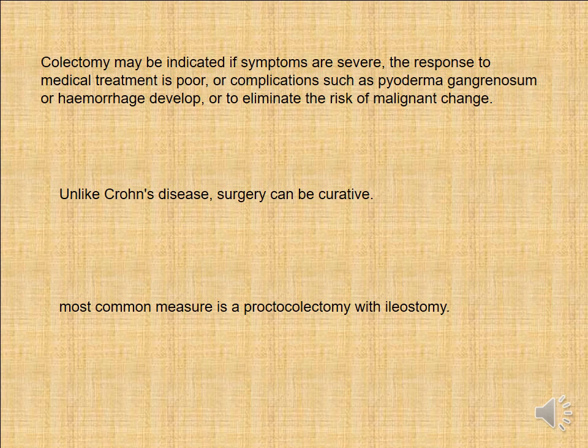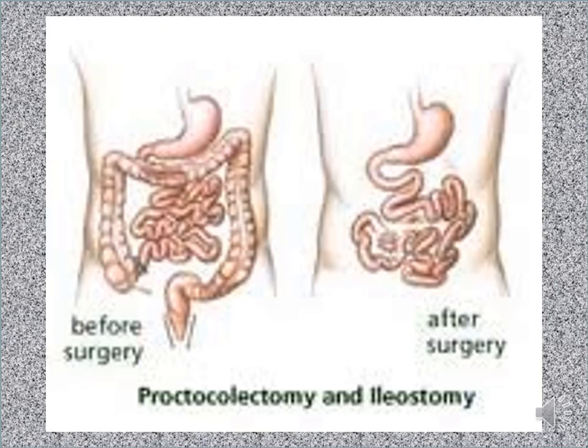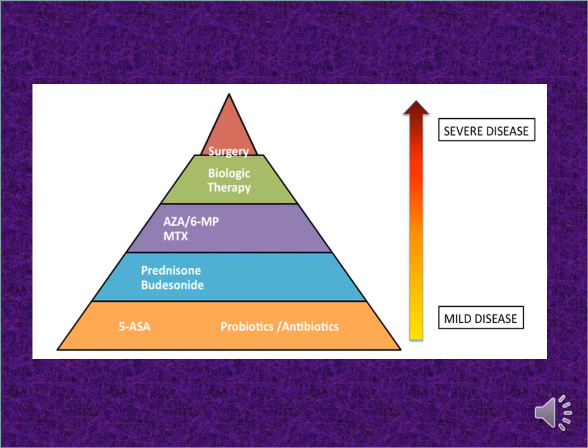Unlike Crohn's disease, surgery can be curative for the patient in case of colectomy. The most common procedure is proctocolectomy with ileostomy. This is the large extension before the operation, and small after the operation, removing the majority of the large intestine. We divide the treatment through mild, moderate, and severe disease. Mild is probiotic and antibiotic, then moderate is prednisone, budesonide, and go to azathioprine and 6-MP, and go to surgery through biological therapy.